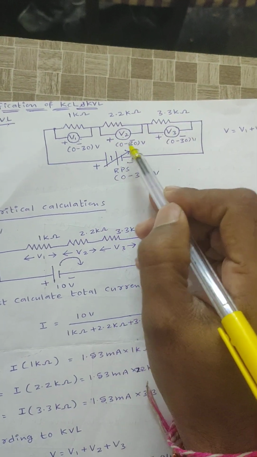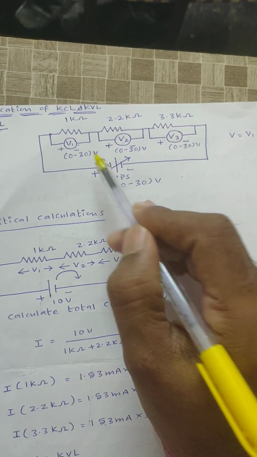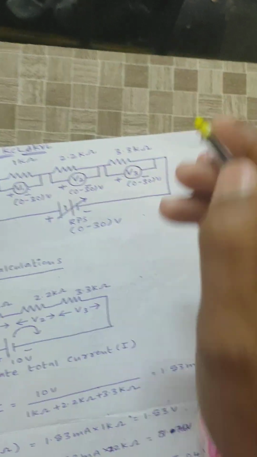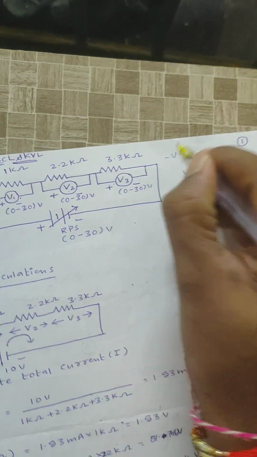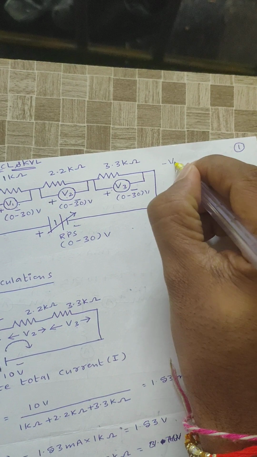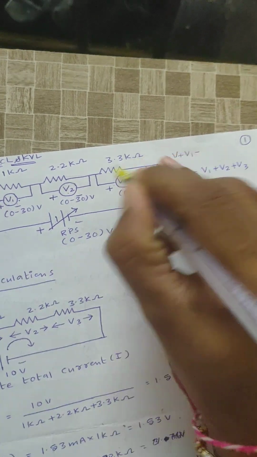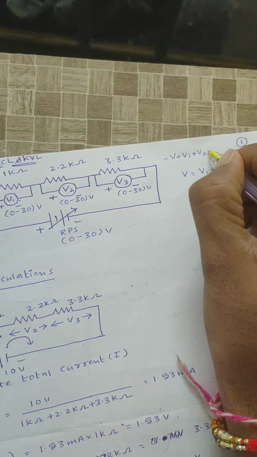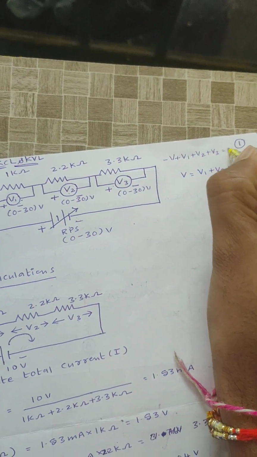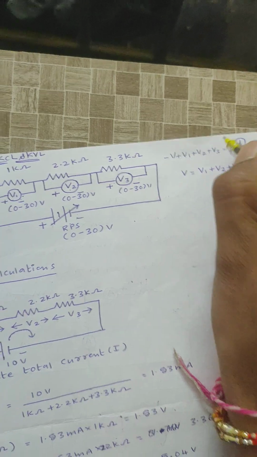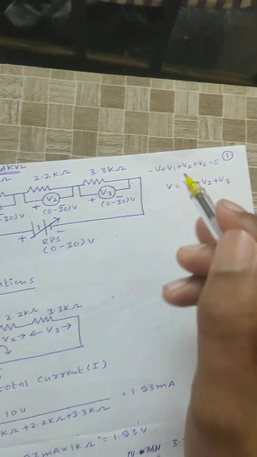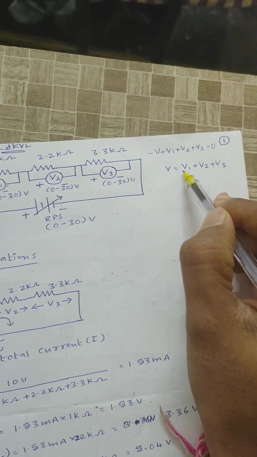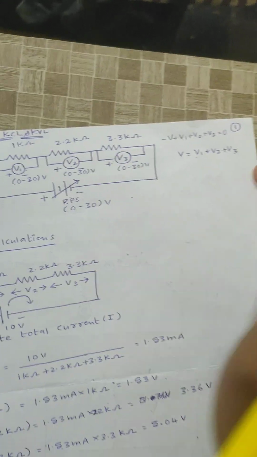See here, in this loop, the total voltages are V, V1, V2, V3. From this, the equation is minus V plus V1 plus V2 plus V3 is equal to 0. The algebraic sum of all voltages in a closed loop is equal to 0. From that equation, V is equal to V1 plus V2 plus V3. We have to verify this value theoretically as well as practically.